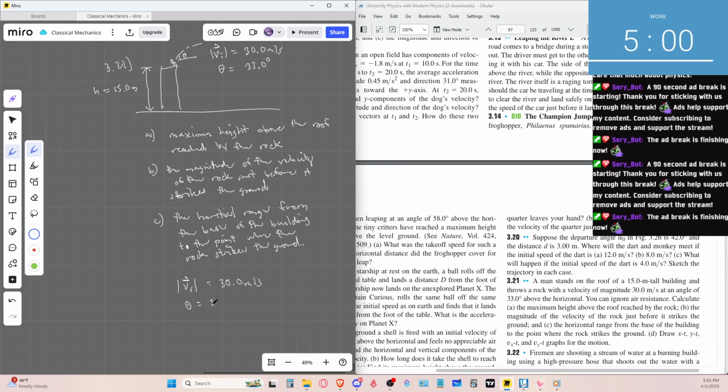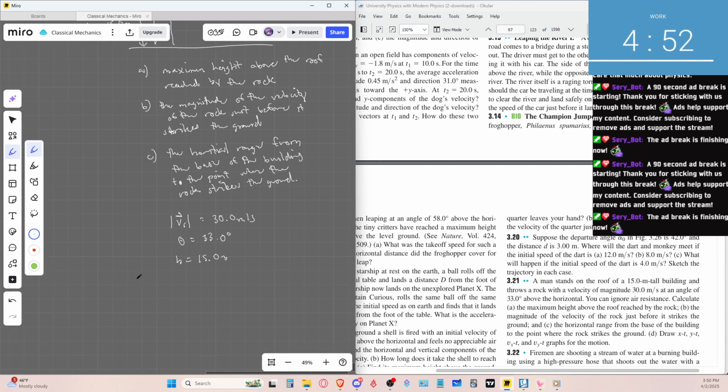Just write all the facts that we know. And the height is 15 meters. So what is the maximum height above the roof? We know that g on Earth is negative g in y, because we're dealing with 2 dimensions.